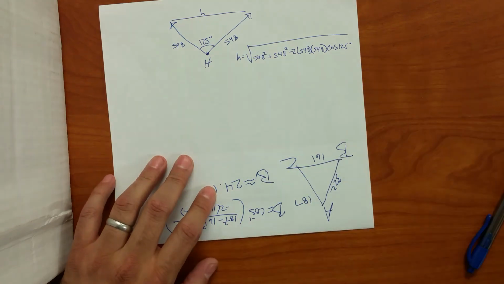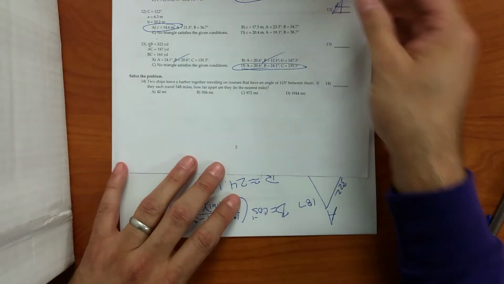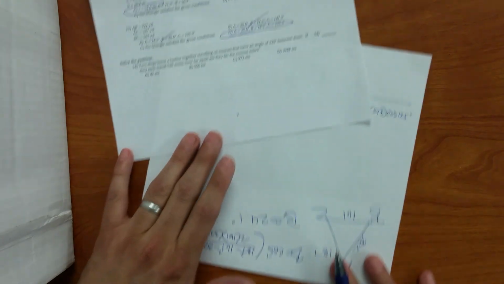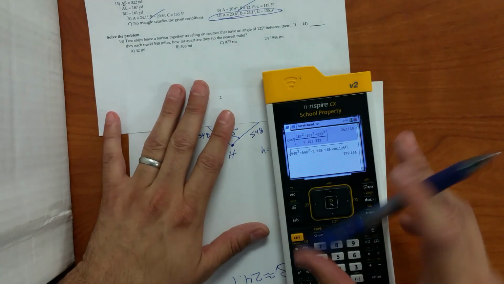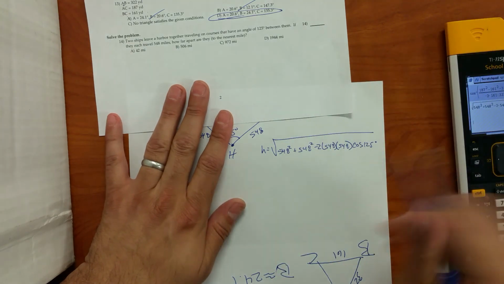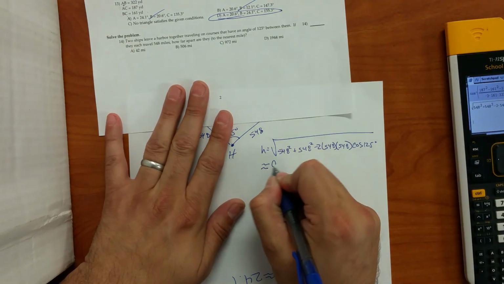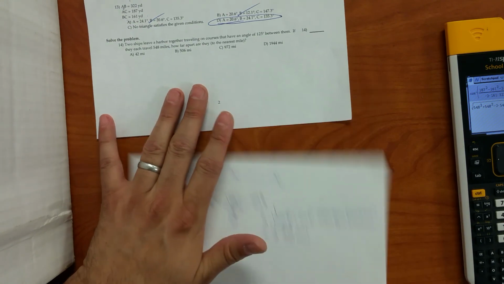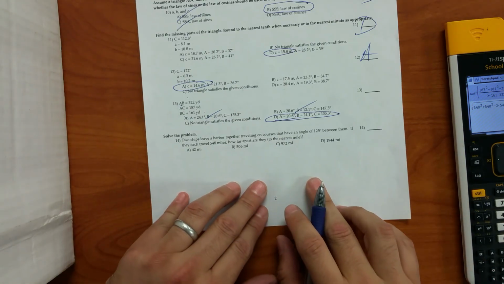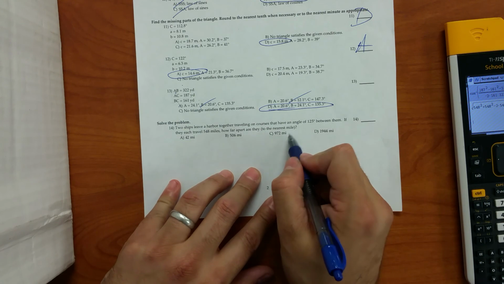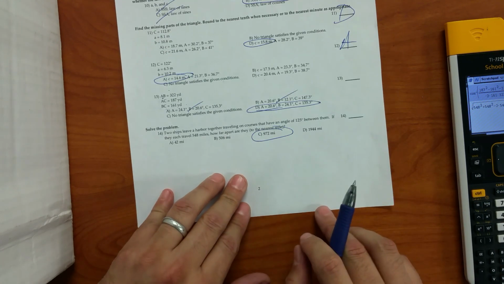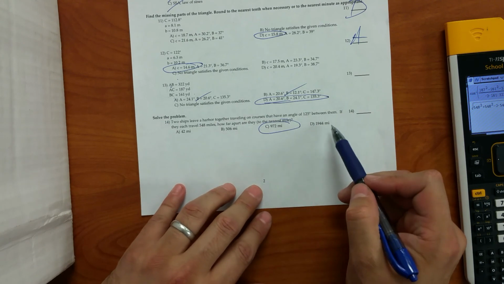972. If we're talking about magnitudes and distances here, all these are the nearest mile. So if I'm rounding this one, it's going to give me 972. So it's about 972 miles right there. So for my answers, that has to be answer C. All the other ones are rounded differently, or actually just way off completely.